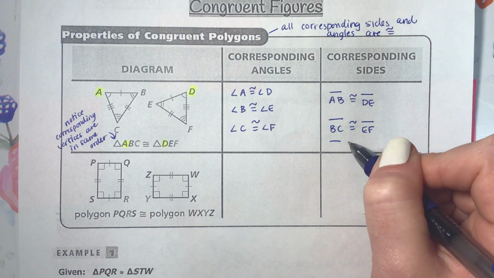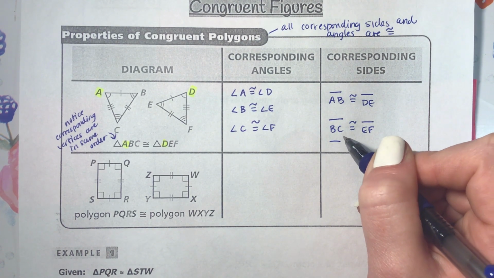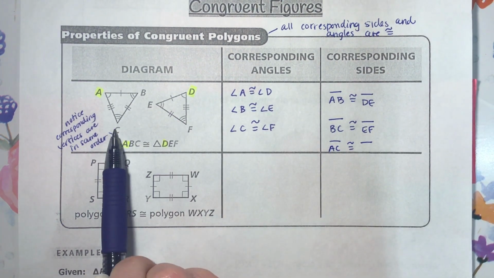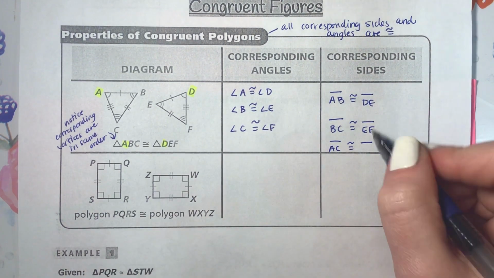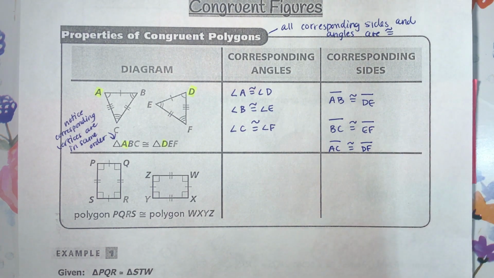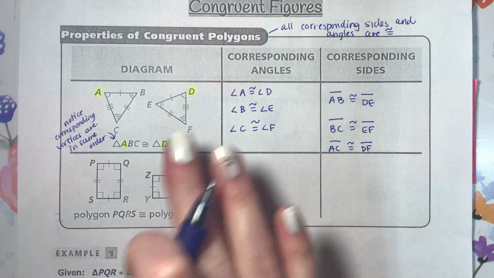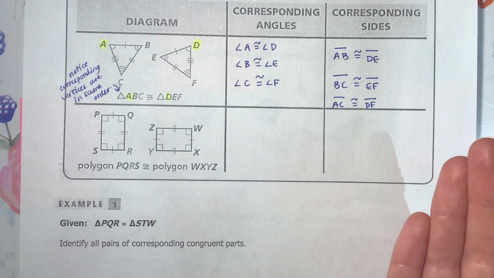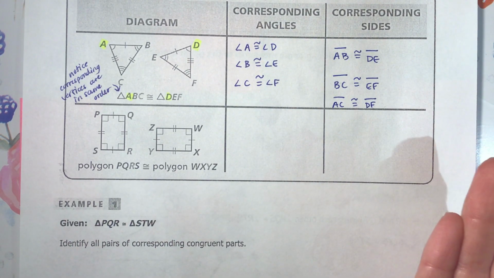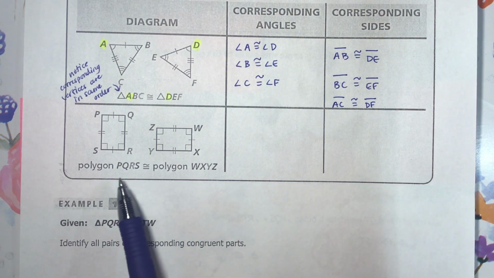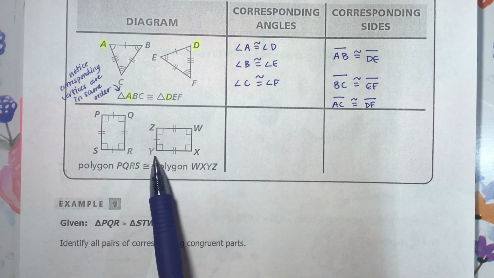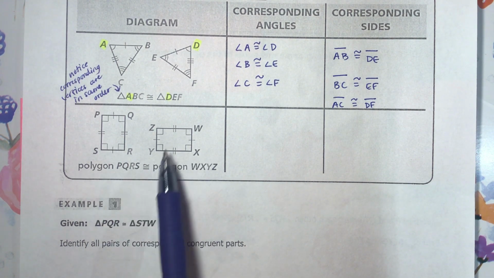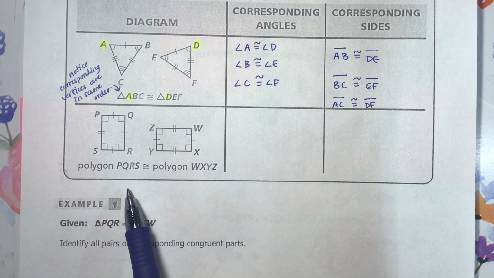And then I have segment, let's see here, I need AC. So from A to C is congruent to from D to F. And that's all we needed to do for that top part of the table. We're going to do the same thing down here. It's just now we have a rectangle instead of a triangle, but it still works the same way. However, even though you might say, oh, but all 4 angles are congruent, not all sides are congruent, the order does still matter.